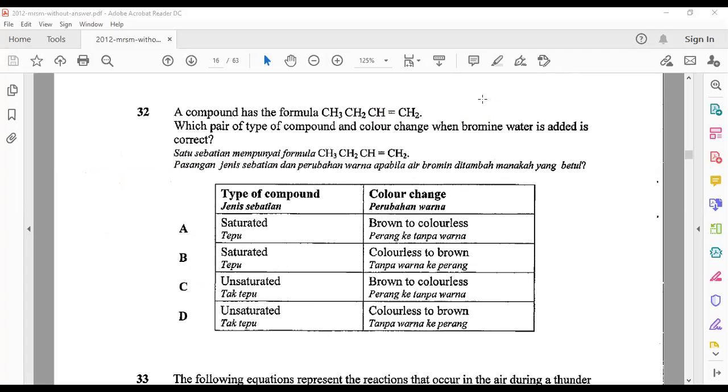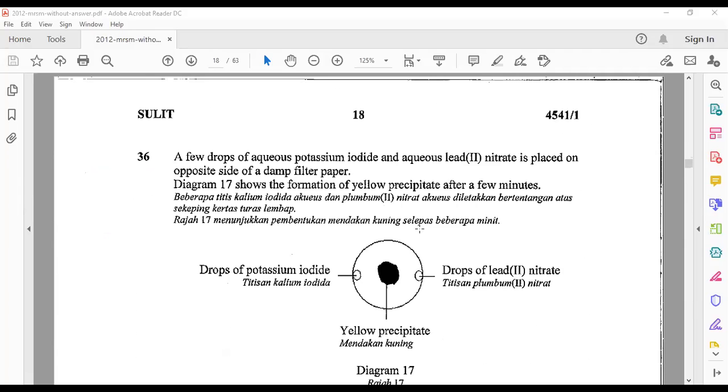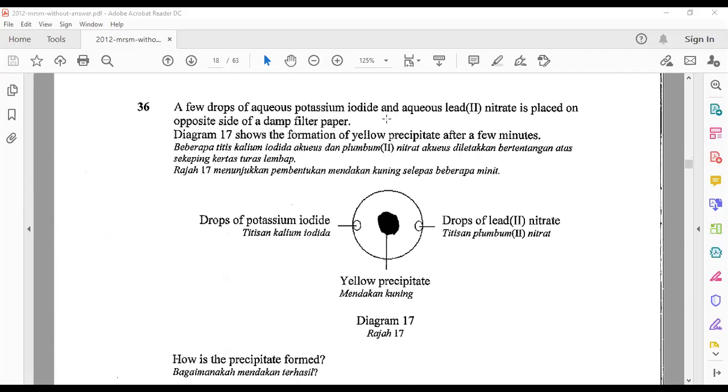We are now going to question 36. Okay, question 36. Now given to you is a few drops of aqueous potassium iodide solution and aqueous lead(II) nitrate placed on opposite sides of the damp filter paper. Now what does it mean? Meaning at one side the potassium iodide. What is the formula of potassium iodide? Anyone? Cha Yuan, what is the formula of potassium iodide? KI. Yes, good, KI. You are good already, Cha Yuan.